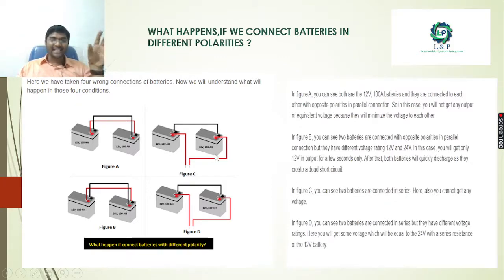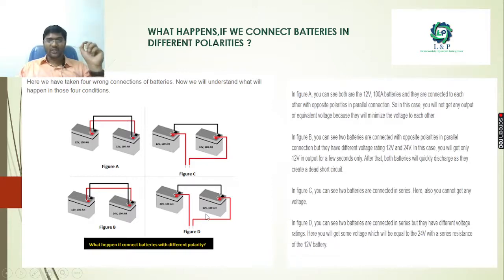And see in the third one we have a 12 volt battery 100 Ah, 12 volt battery 100 Ah. What we are going to do, we are connecting the negatives together. Okay, we are connecting the two negatives together and we are taking only the positives outside. So do you think we will get any voltage in it? No. Okay, this is also a wrong connection. We should not connect our batteries like this.